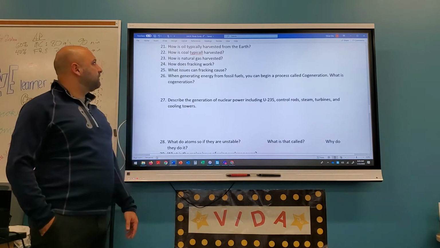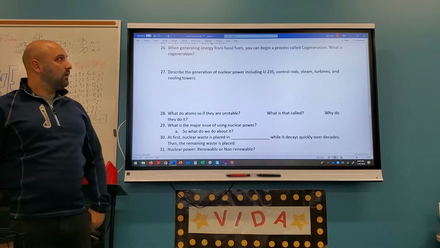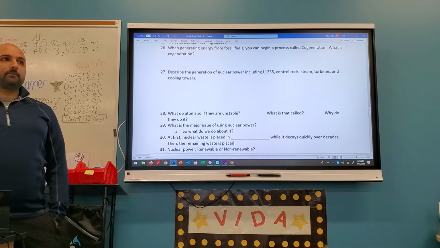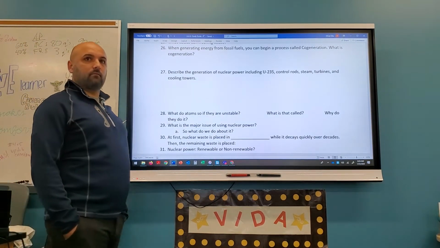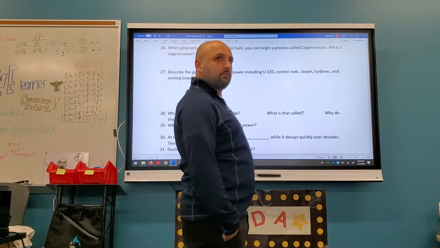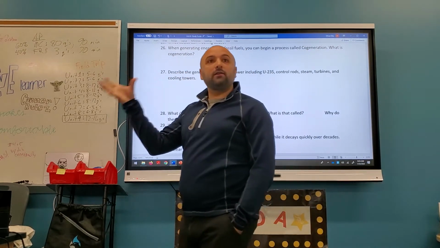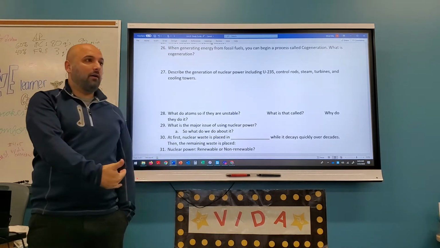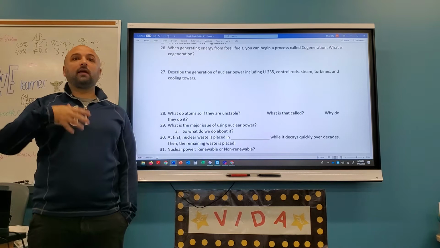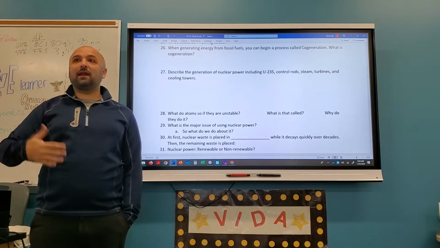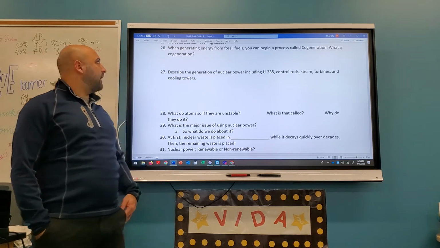When generating energy from fossil fuels, you can use a process called cogeneration. What do you think cogeneration is? It's like when you use one source and then a byproduct of that is used to power something else. Yeah, essentially. Co is a prefix that means together. So generating together. In this case, we're generating power, right? But to generate power, we always have to burn something. Therefore, we create lots of heat. So you can use it to create power and heat at the same time. Yeah, two things at once, exactly.